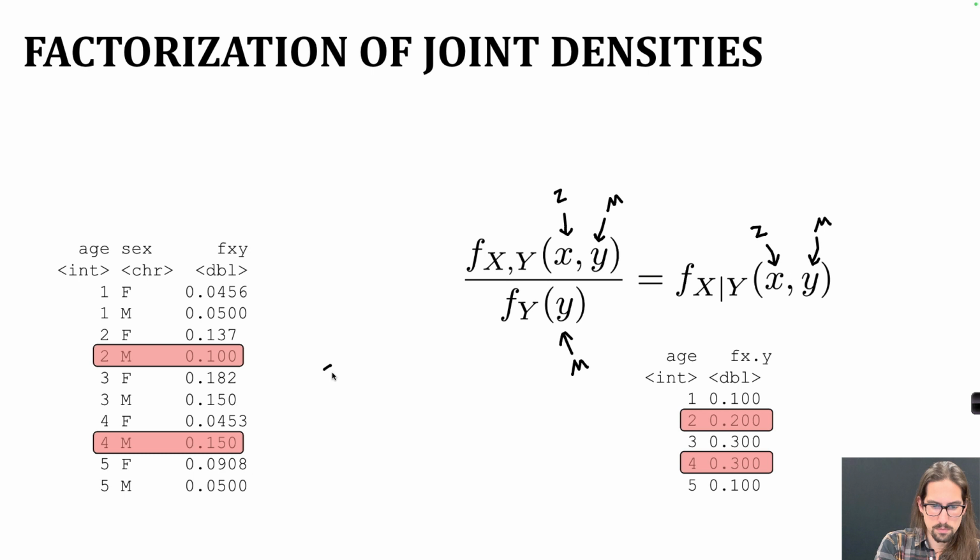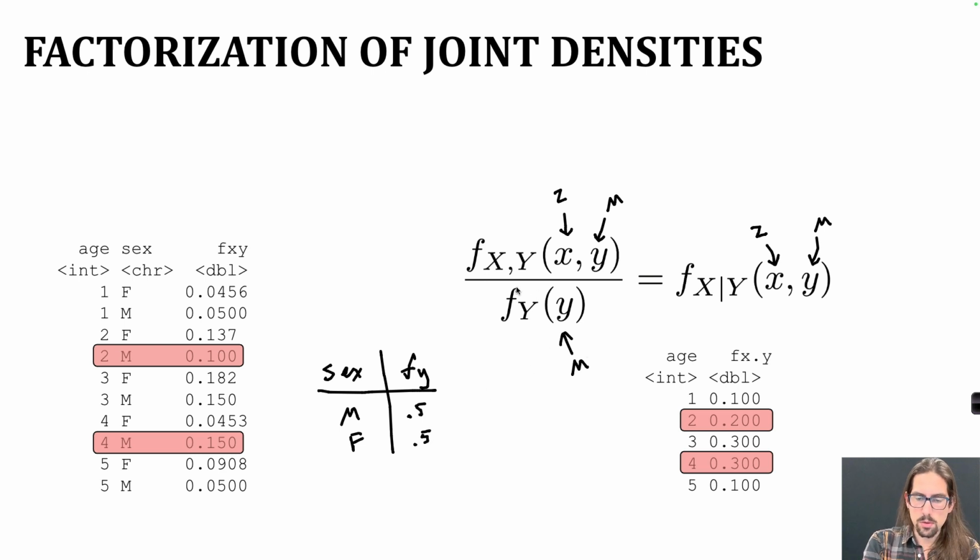So if this is like, you'll have sex and then I'll call it fy. So m, f, and then I think they're 0.5 and 0.5. So this fy of little y, if little y is m, then that says go to this table and look at the value at m. So that's the 0.5. So this would be like the 0.1 over 0.5.